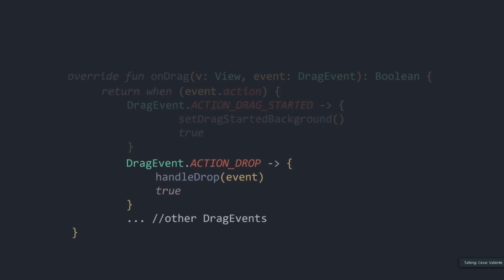Then we are going to handle the action drop. Here is where the real logic is, where we finalize the drop action. We also have other drag events that we can handle, for instance when we enter the drop area or when we leave the drop area. We are not going to see them because of time constraints, but you know that we have more.